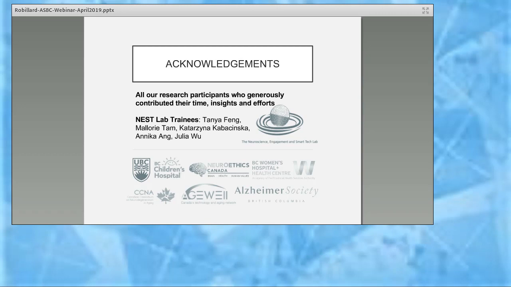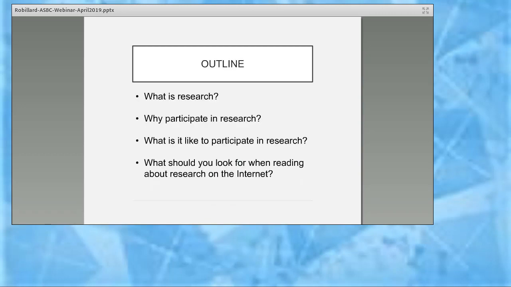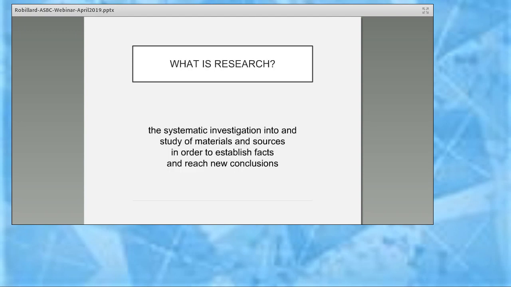Okay, so let us start with an outline. For the next little while, I will be talking about what research actually is. Then we'll talk about why participate in research. We'll talk a little bit about what it's like to participate in research. And then we'll spend a little bit of time at the end on what you should look for when you're reading about research on the internet or in the news. So let us, without further ado, get started here.